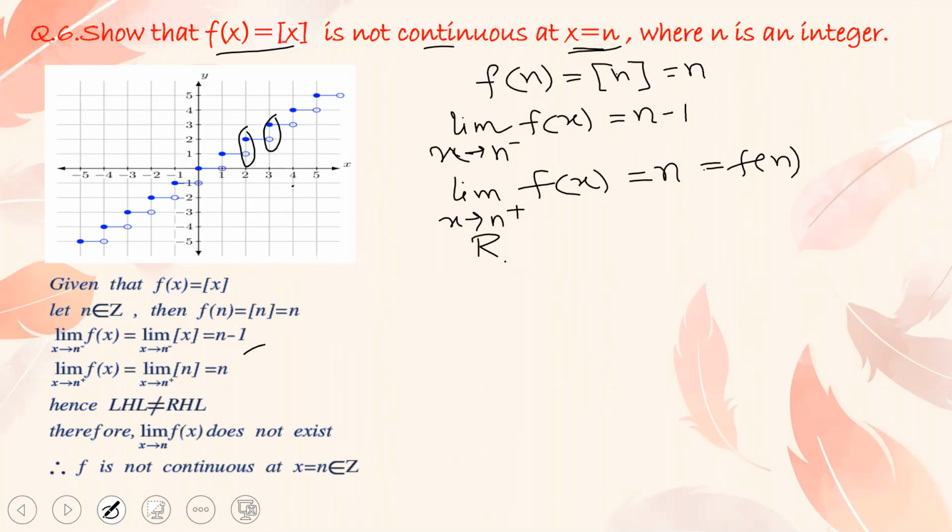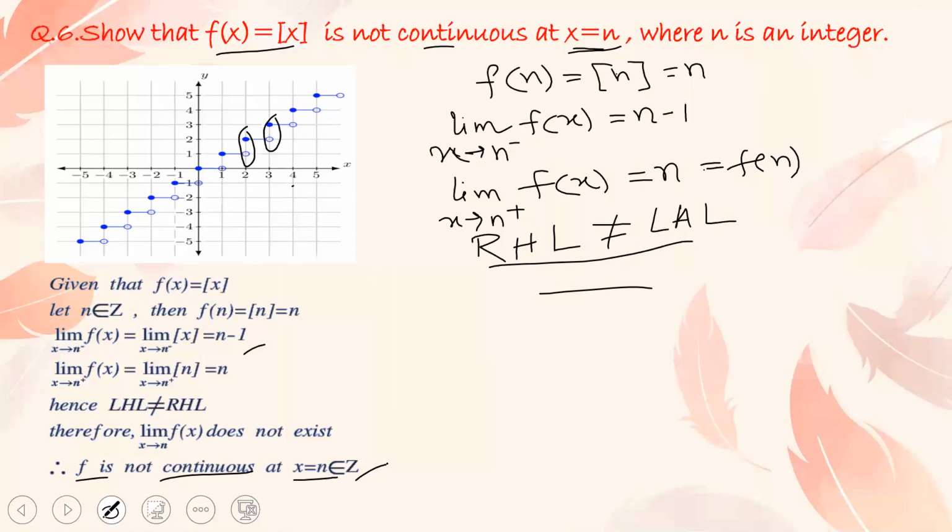But RHL, that is right hand limit, is not equal to the left hand limit. Hence again the same case arrives, that is the ordinary discontinuity. So f is not continuous at x equals to n, where n is an integer, that is n belongs to Z.